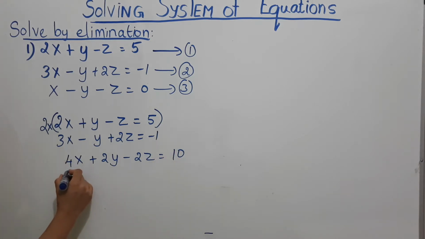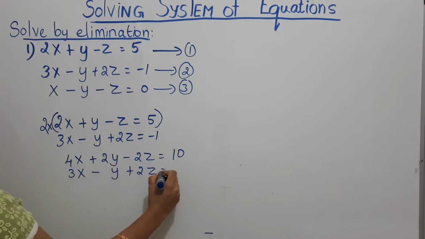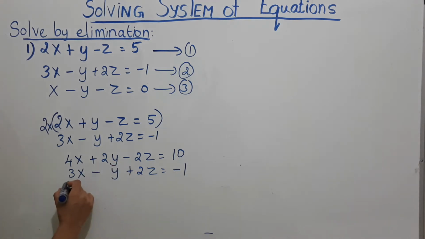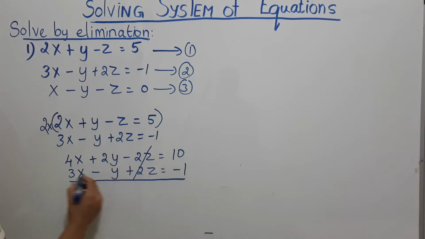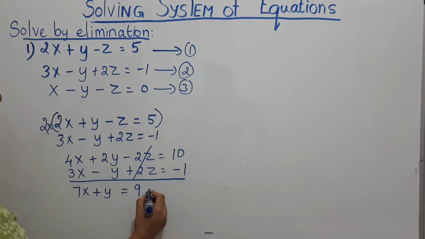The next one you can write as it is: 3x minus y plus 2z equals -1. Now we can add these two equations, so z will be eliminated. 4x plus 3x is 7x, and 2y minus y is just y, and that is equal to 10 minus 1, which is 9. So this is the fourth equation.